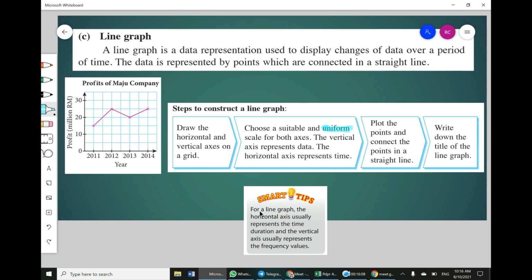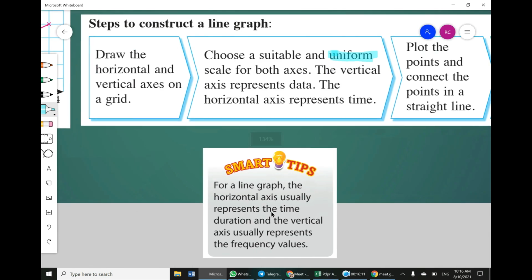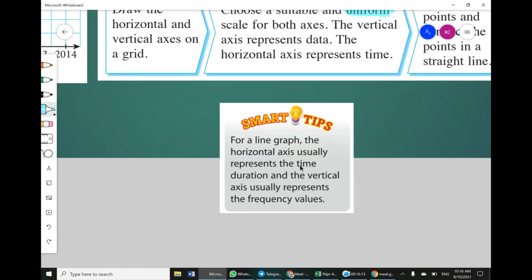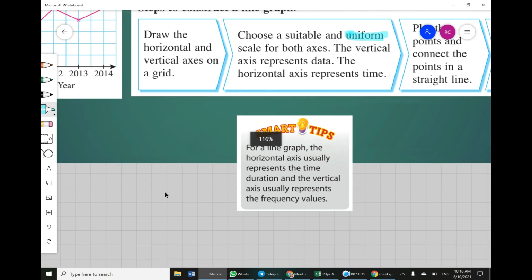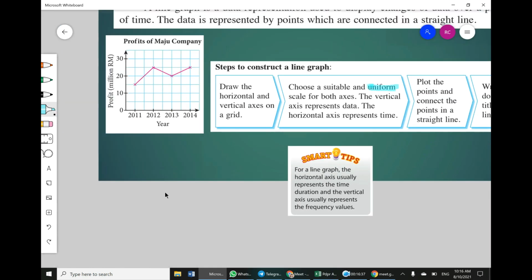You just bear in mind for a line graph, the horizontal axis usually represents the time. So just now, our time that is represented is the year: 2011, 2012, 2013, 2014. And the vertical axis usually represents a frequency value. Frequency means the number of times it occurs. So just now, our frequency value was represented using the profit, that is the amount of money. Remember this part, the horizontal axis is always used to represent the time.